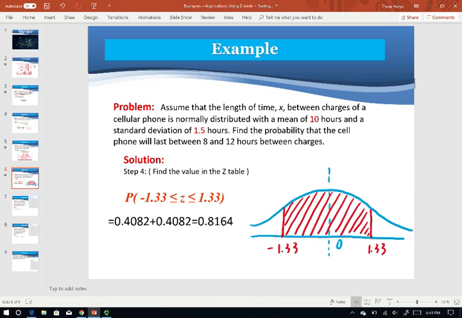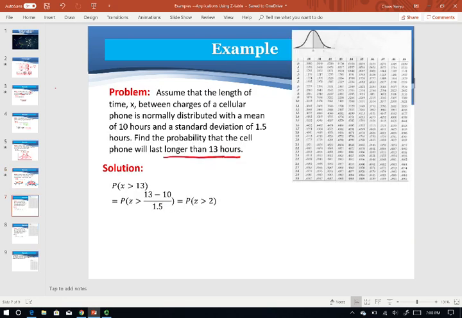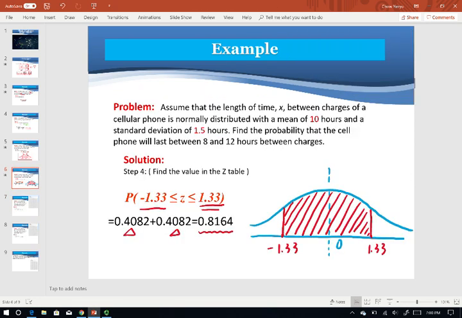And then we use the z-table to find out when the z-score is 1.33. This is the table value, and this is the table value for 1.33. Because the z-table only has 2 decimals, when you use the calculator to calculate the z-score, please keep 2 decimals for using the z-table. And the probability is 0.8164, which means about 82% of the chance the cell phone will last between 8 and 12 hours.